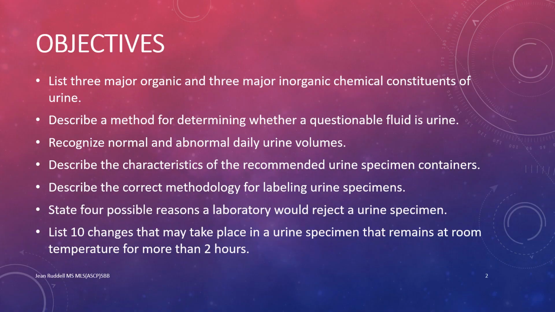The objectives for this presentation include being able to list 3 major organic and 3 major inorganic chemical constituents of urine, describe a method for determining whether a questionable fluid is urine, recognize normal and abnormal daily urine volumes, describe the characteristics of the recommended urine specimen containers, describe the correct methodology for labeling urine specimens, state 4 possible reasons a laboratory would reject a urine specimen, list 10 changes that may take place in a urine specimen that remains at room temperature for more than 2 hours.